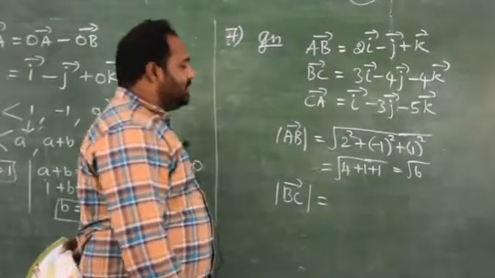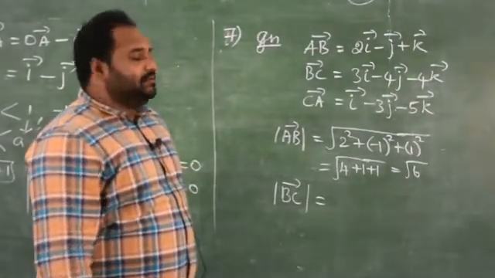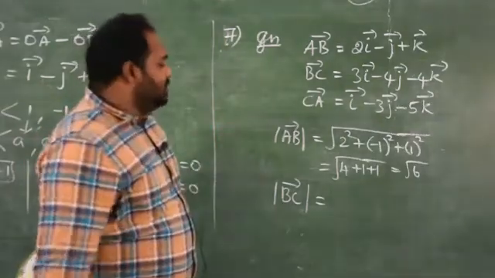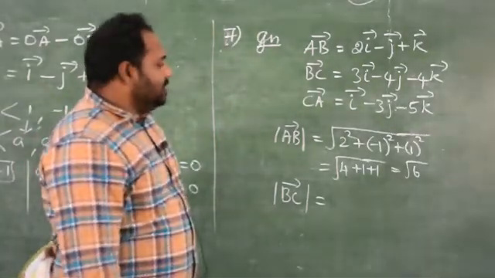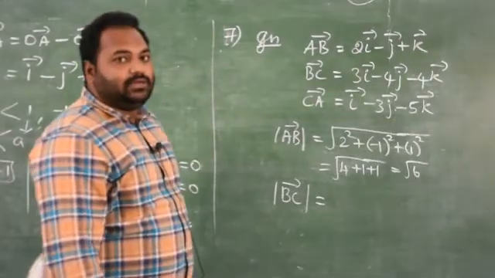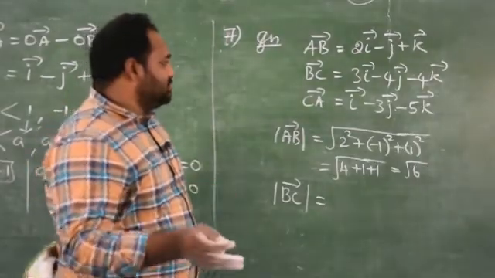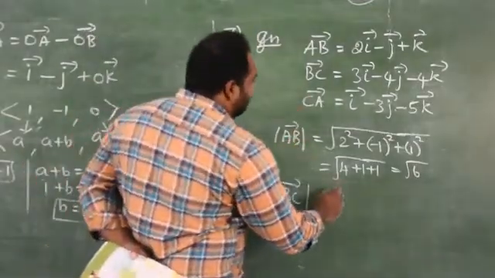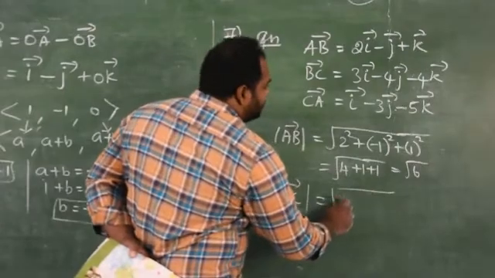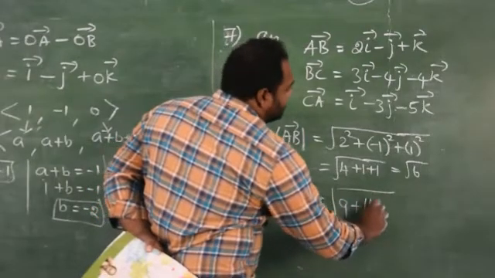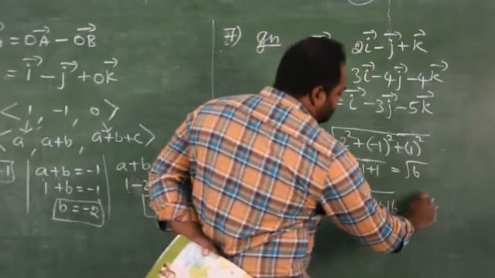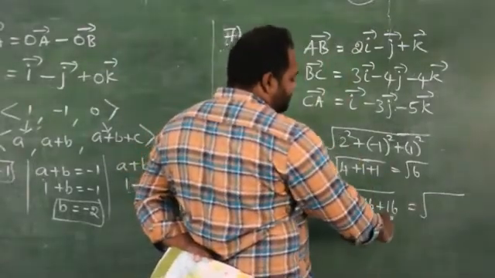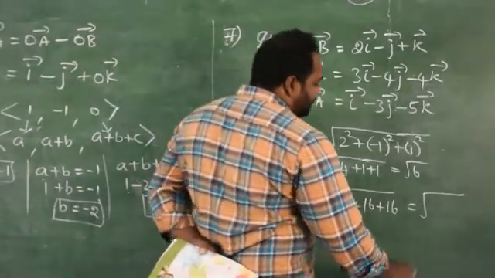Why are we taking the modulus here? Here we are going to use the Pythagoras theorem to prove this problem. So I am going to find the modulus value which can satisfy the Pythagoras theorem. So now modulus of BC is root of 3 square is 9 plus 16 plus 16, equal to root of 41.